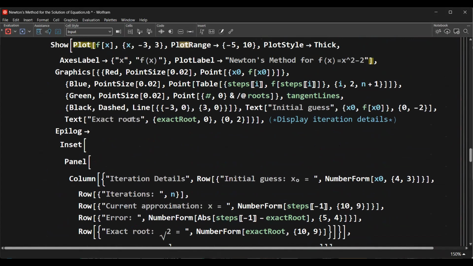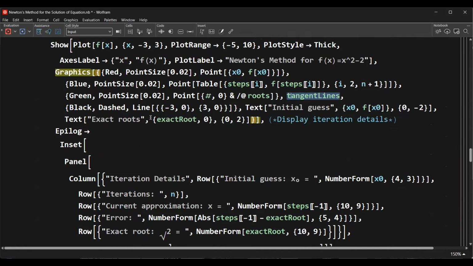Then we have the green points. This is for the approximate solution. That is negative square root of 2 and positive square root of 2, so the values at roots here. So we have the roots square root of 2 and negative square root of 2. These are the roots of the equation.